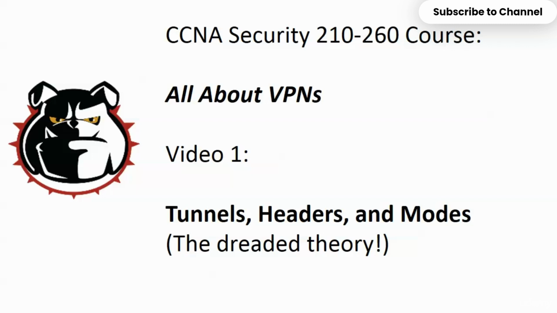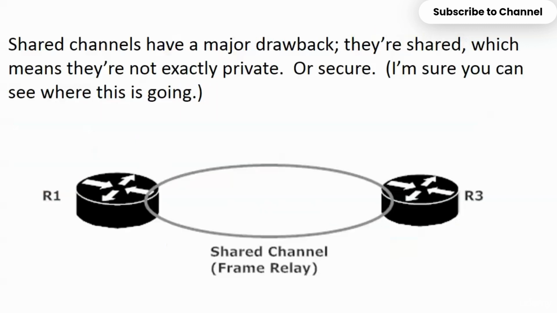Speaking of theory, the first question I have, maybe the first question you have, is why we VPN in the first place. And the reason is that the shared channels that we generally use between routers, between WANs or over our WANs, they have a major drawback. They're shared. And if something is shared, what does that mean when it comes to privacy?